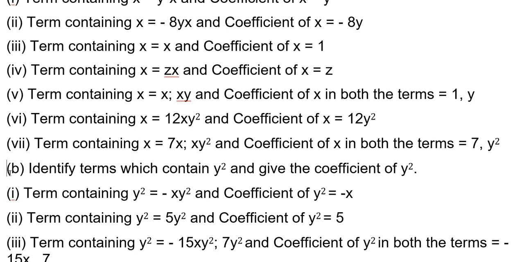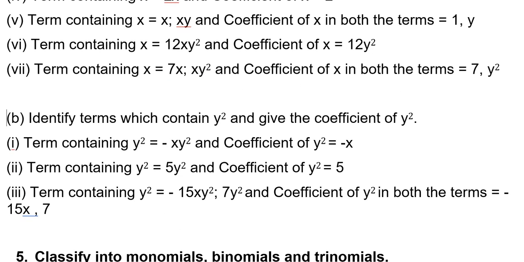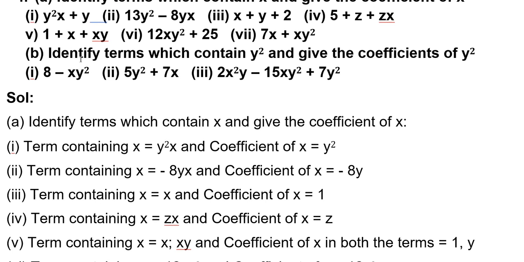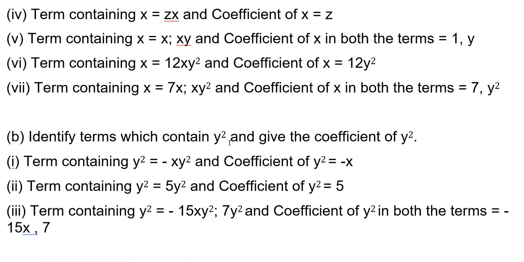Now B. Here, identify the terms containing y square and give the coefficient of y square. The first one: the term containing y square is minus xy square. The coefficient of y square is minus x.